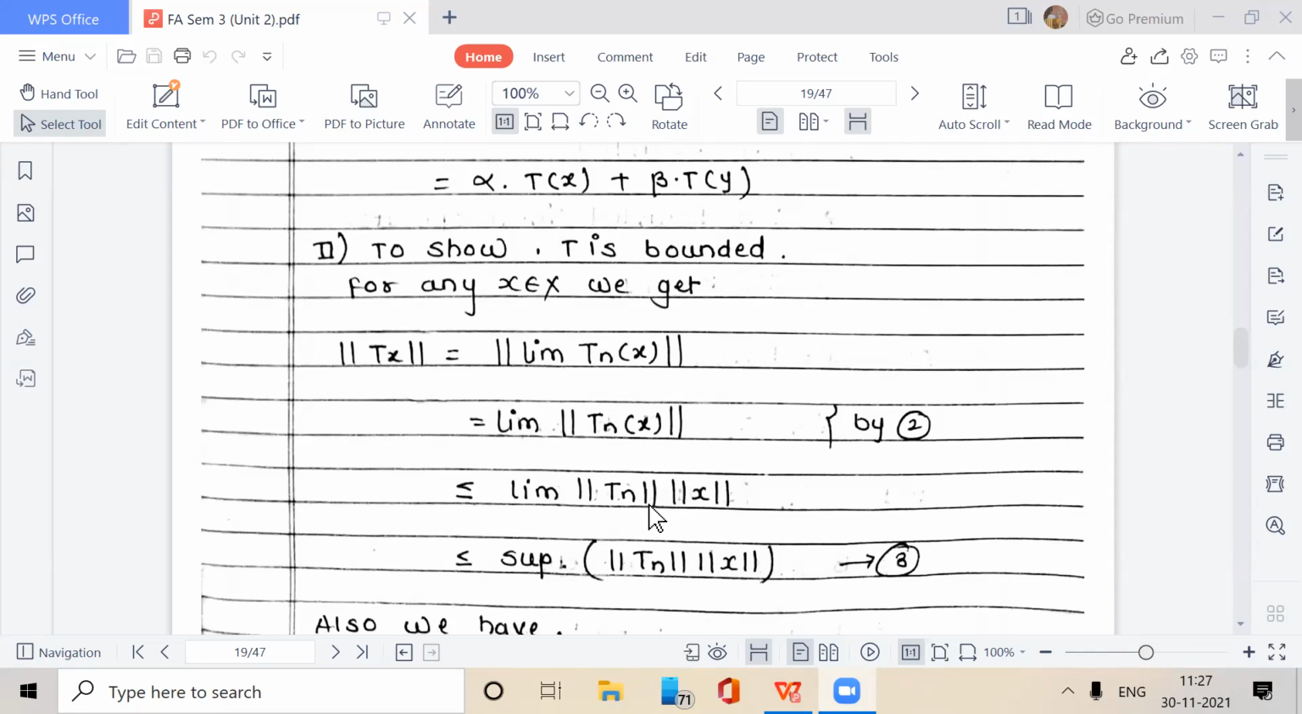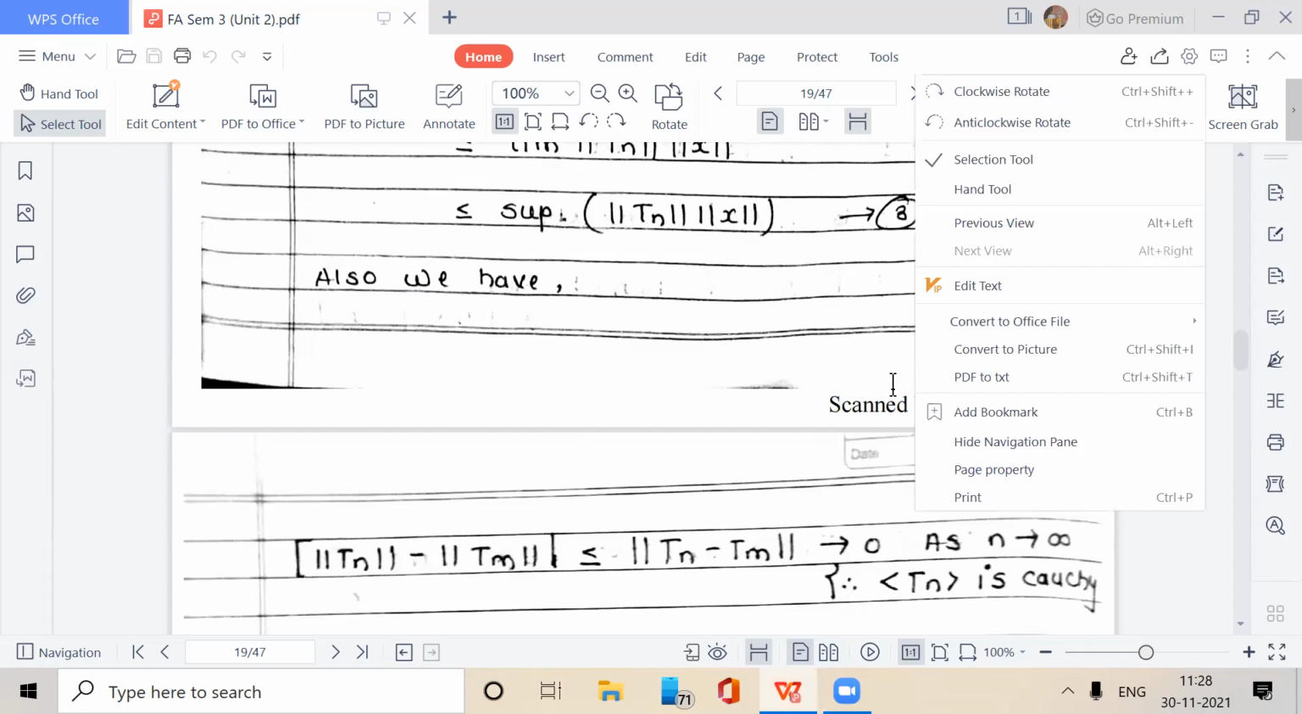Because Tn are bounded linear operators. We have taken this sequence of bounded linear operators. So for every n, Tn is a bounded linear operator. So we can write here less than or equal to limit norm of Tn into norm of x, because norm of Tn of x is less than or equal to norm of Tn into norm of x. This is given in the notes that I have given to you of last two lectures. Less than or equal to supremum of norm of Tn into norm of x. We give this equation number 3.